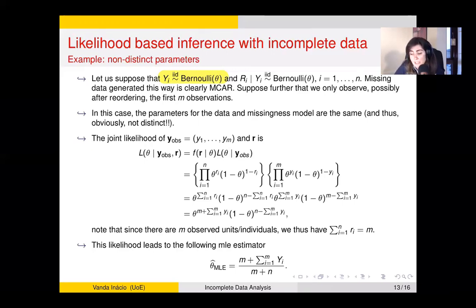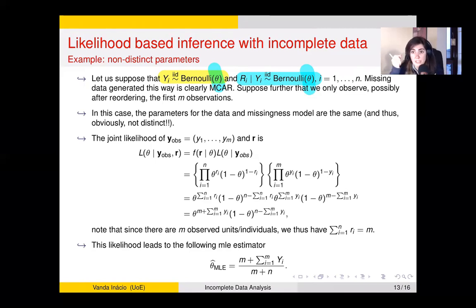And again, Ri follows also a Bernoulli distribution, but note that the parameter of the missing data mechanism is equal to the parameter of our data model. Clearly, data generated in this way are missing completely at random, and do not depend on what is observed or on what is missing, do not depend on y's, right? Because there is only one variable, so if it depends on y's, it is missing not at random. But here it's clearly missing completely at random, does not depend on the y's. And we are violating the assumption of distinct parameters, right?